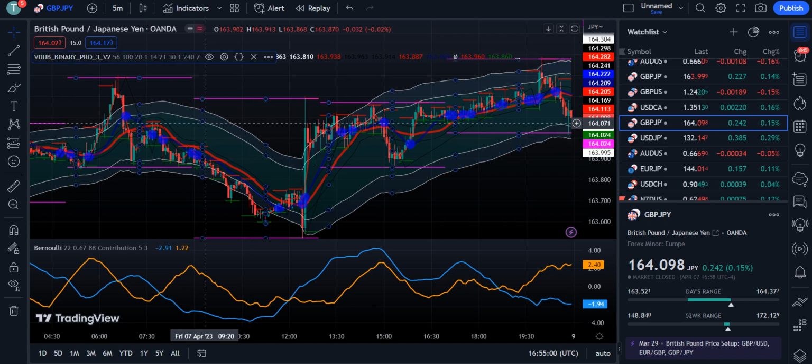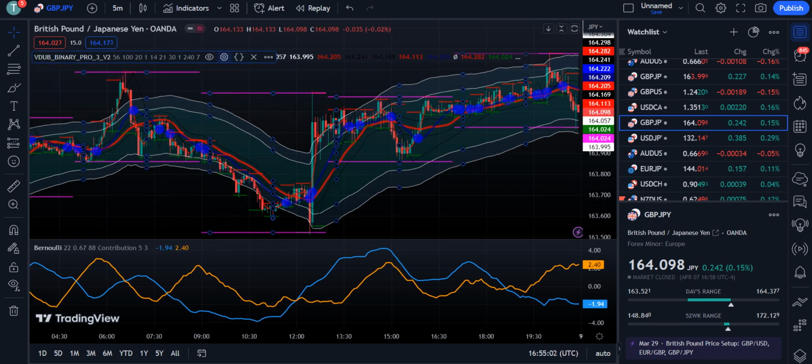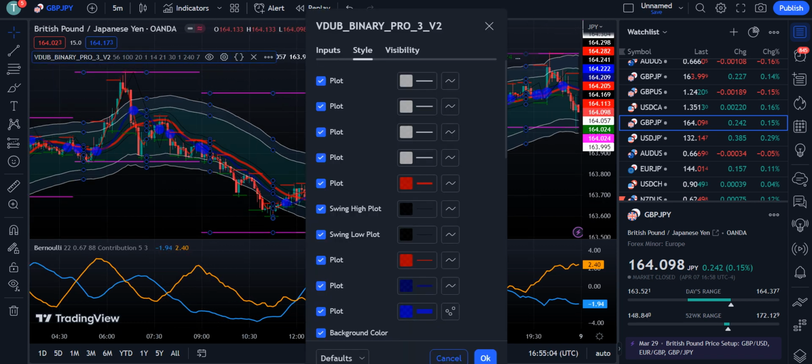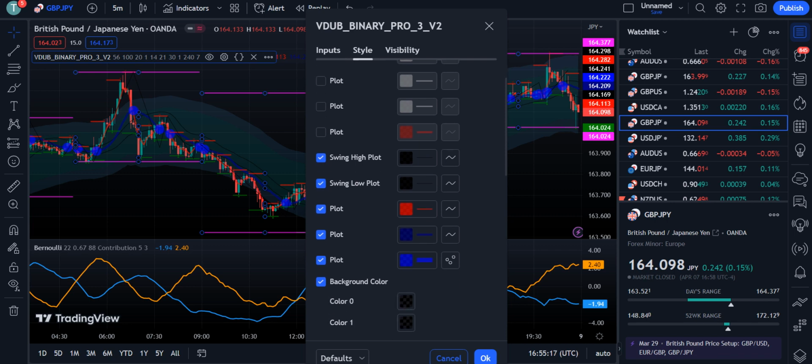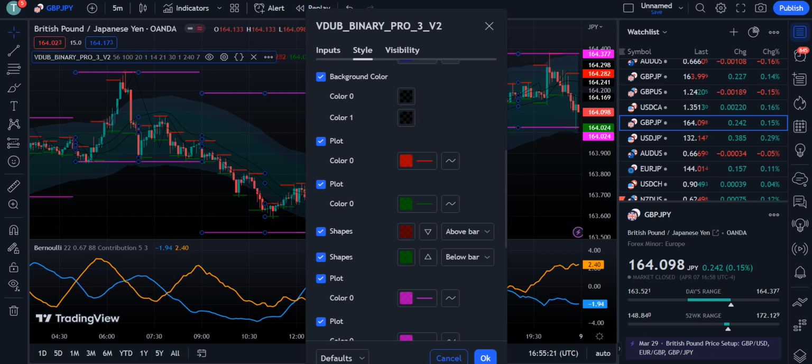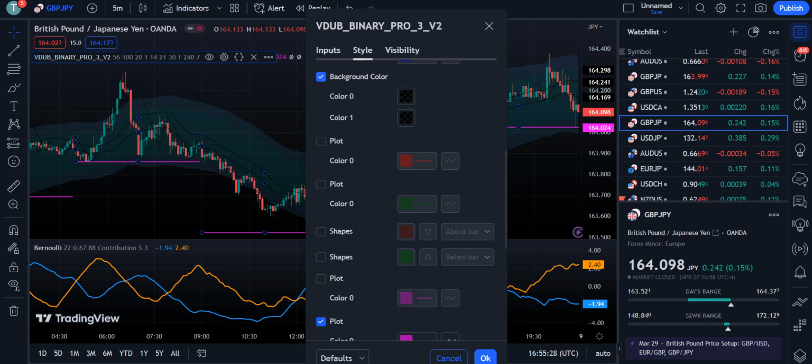Now we will go into the adjustment of this indicator. You have to go into the settings. Now you have to uncheck a few of the options in the style section. You have to uncheck plot and this as well. Now these two plots as well, this and then this plot, again this background color we will leave, and this plot also, this as well, shapes also, and this plot and this also.